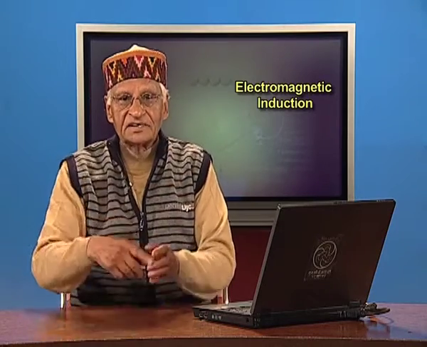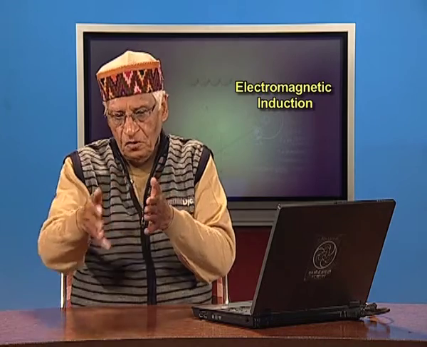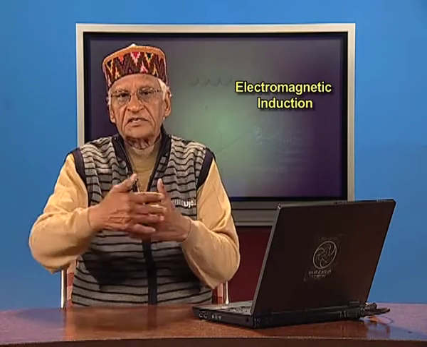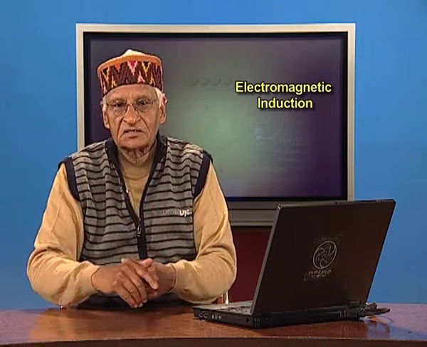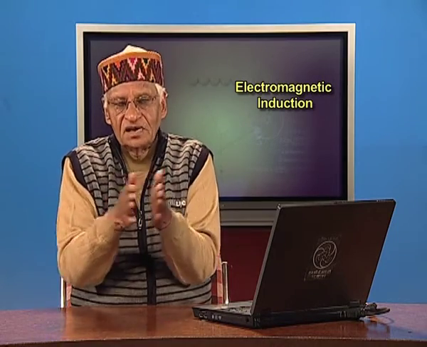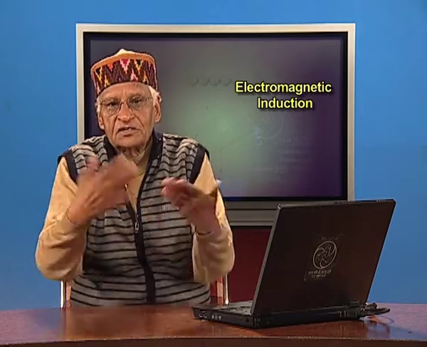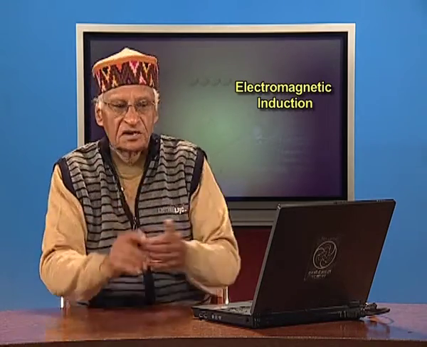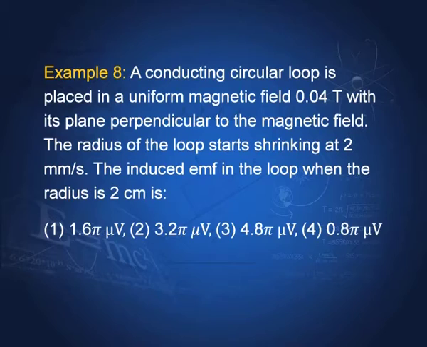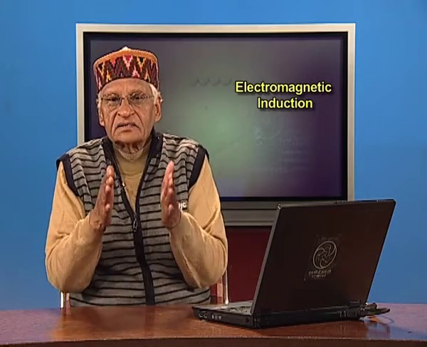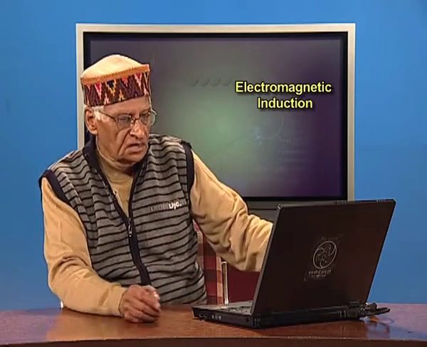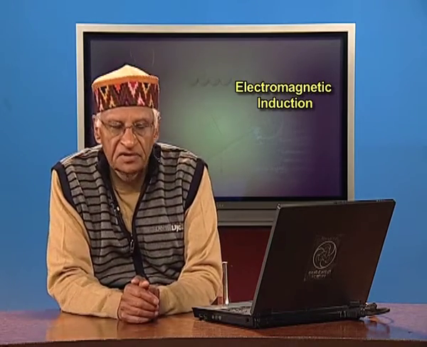I told you in the last lecture that from Faraday's law we derived three expressions. In one of those expressions, the area was changing. So, here we have a loop which is shrinking, so its area is changing. So, we shall apply that expression here. We have to find the induced EMF in the loop at the time when the radius is 2 centimeters.